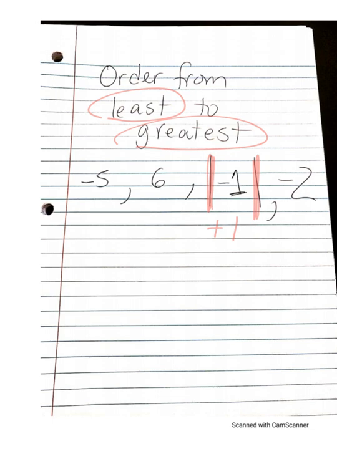Okay, so now that we have these values, we're going to start with the largest negative number, and that would be this. So it'd be -5. Then the next largest negative number would be -2, followed by the next highest number, +1, followed by +6.